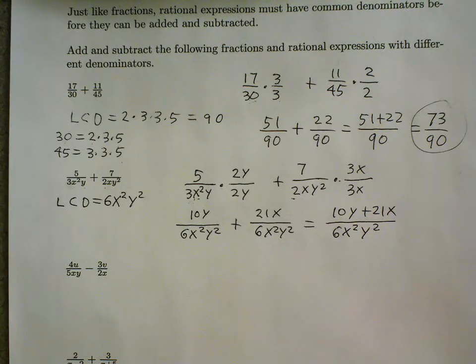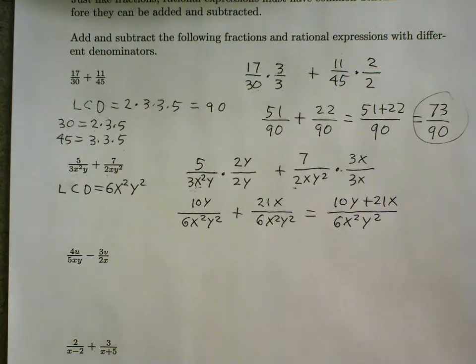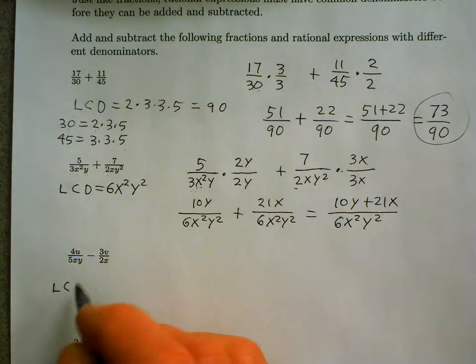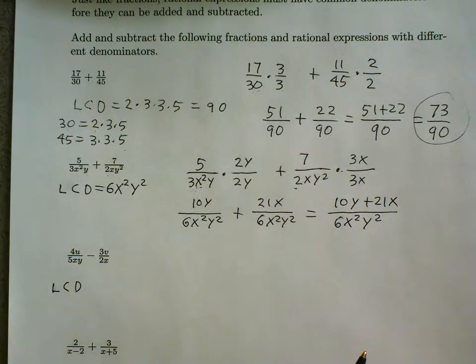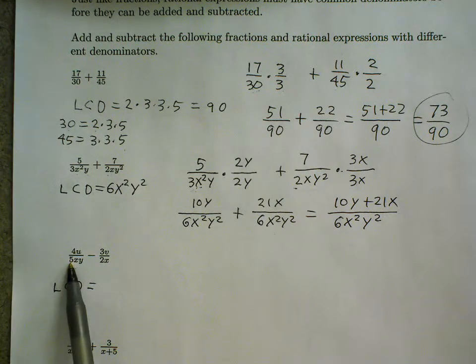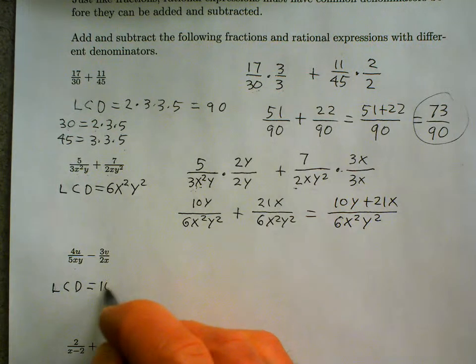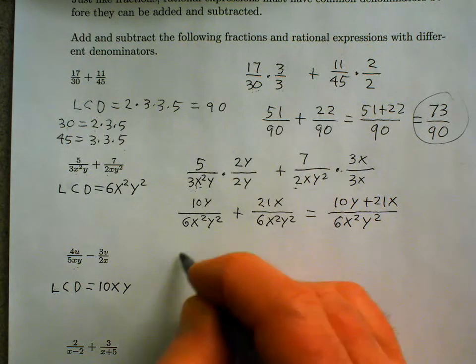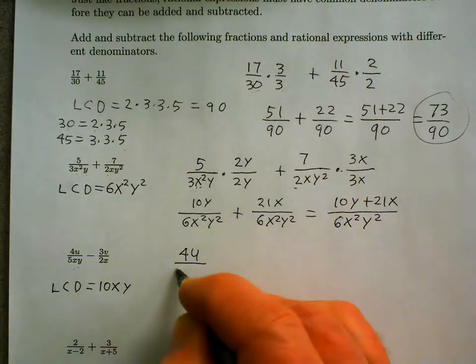Okay, the next one, we're subtracting one rational expression from another. Before we can subtract, we have to have a least common denominator, the least common multiple of the denominators. So one denominator is 5xy, the other one is 2x. So the least common denominator has to have a factor of 5 times 2, or 10. Each of the denominators has one factor of x, so the least common denominator has one factor of x. And this denominator has one factor of y, so the least common denominator has to have one factor of y. Okay, so now we'll multiply each of those fractions by 1.